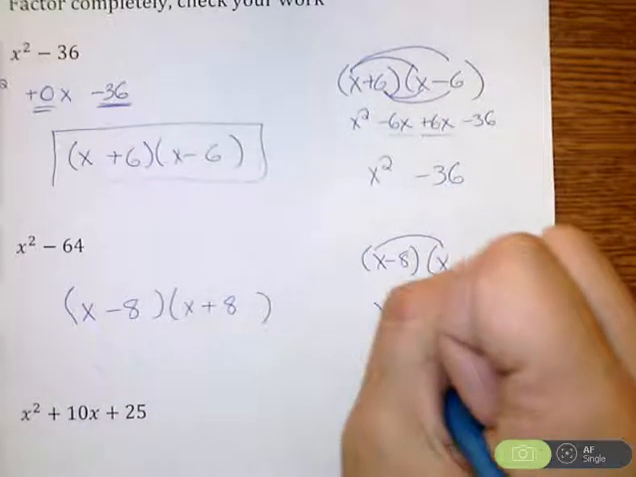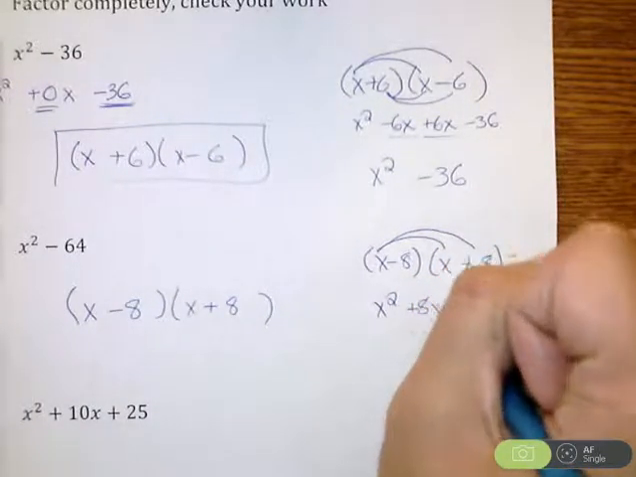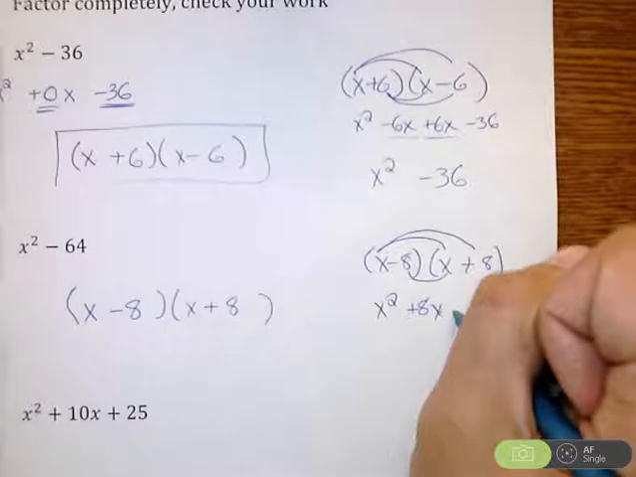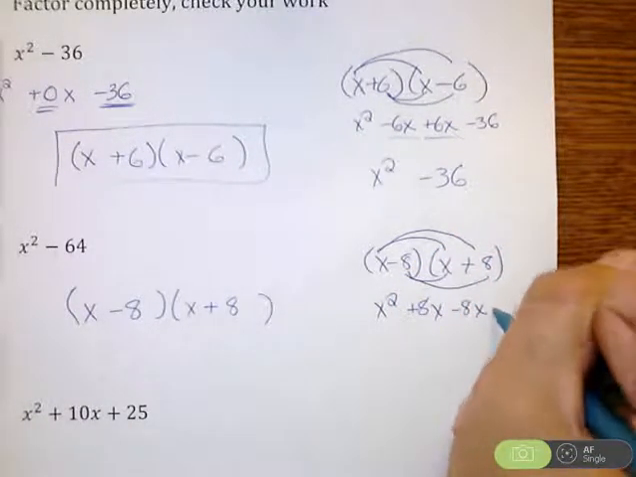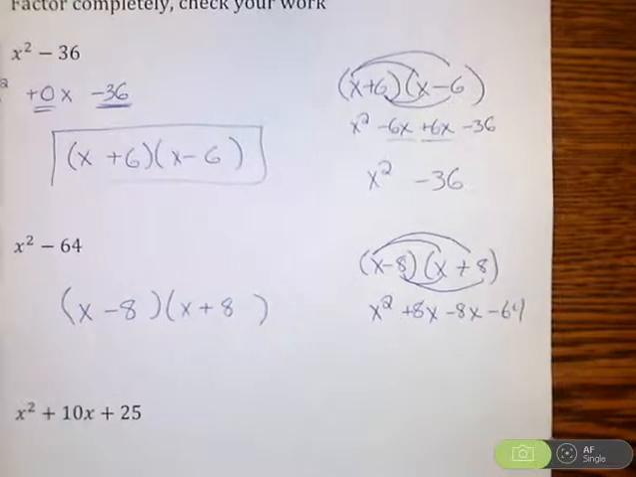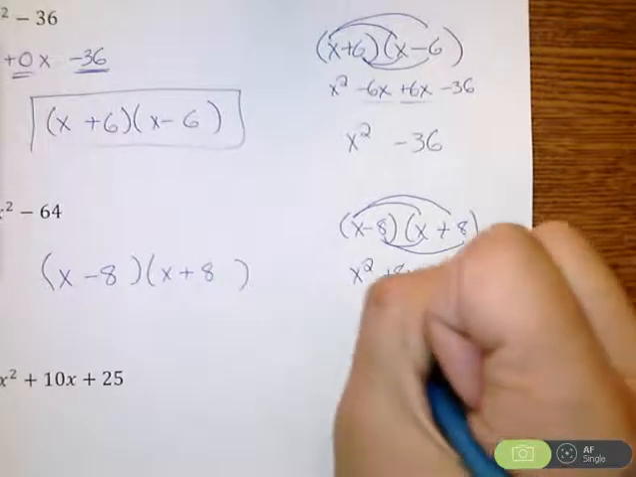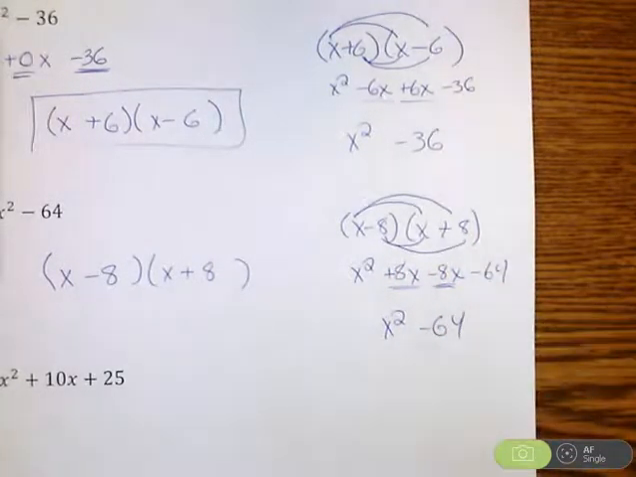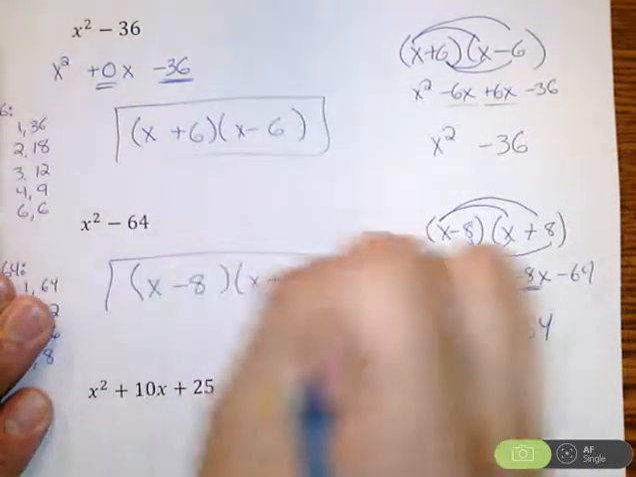So x times x is x squared. x times 8 is 8x. Negative 8 times x is negative 8x. Negative 8 times 8 is negative 64. Combine like terms there, 8x and negative 8x is 0, so I have x squared minus 64. Hey, that's exactly what I want to get, so I can box that up.